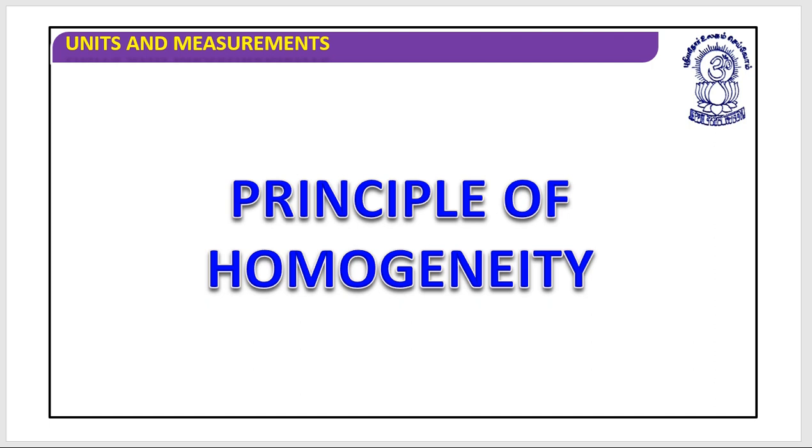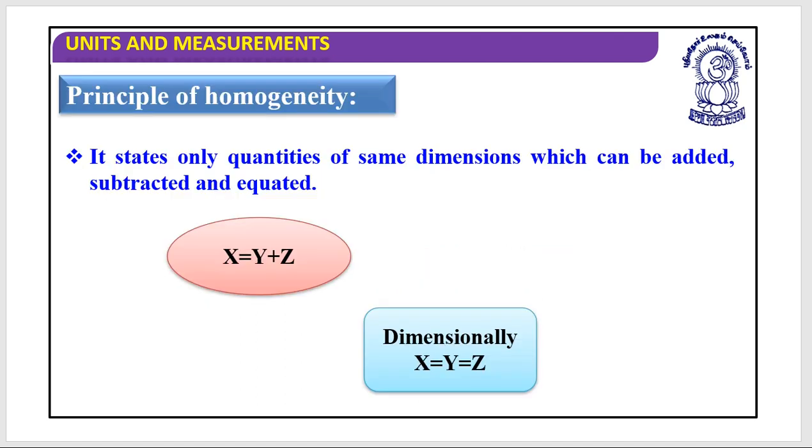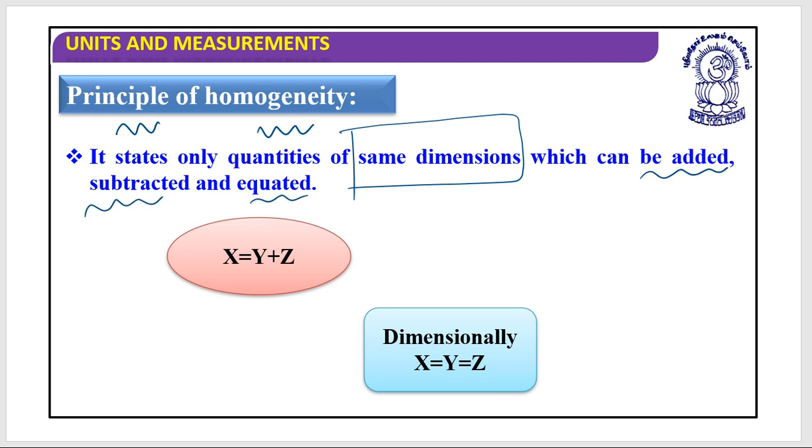We are about to start the principle of homogeneity. Now before we start, let's look. What does the principle of homogeneity state? It states that only quantities having the same dimensions can be added, subtracted and equated.